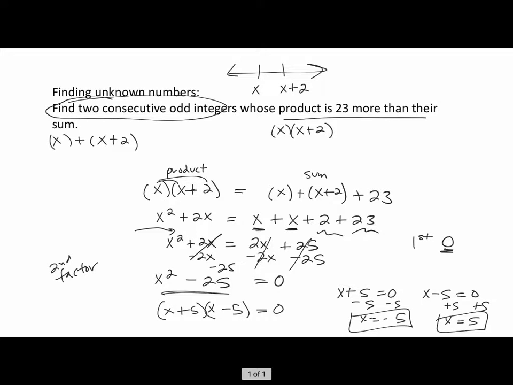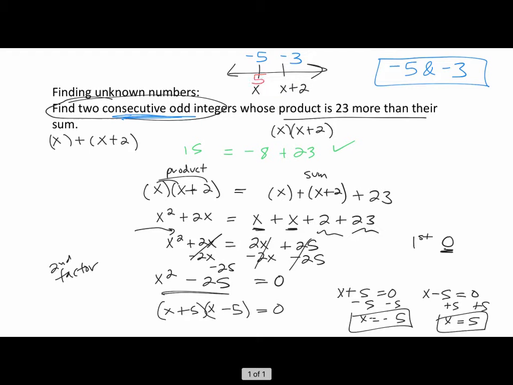So are these odd integers? Let's see. They have to be consecutive odd integers. If the first integer is negative 5, then the next would be negative 5 plus 2, which is negative 3. So negative 5 and negative 3. Do those work? The product, let me check. The product is positive 15, and that's going to be 23 more than the sum, which is negative 8. Yep, that works out.